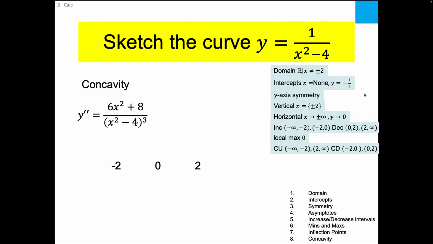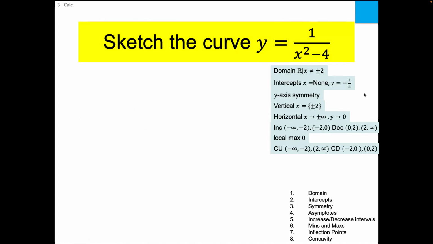Did I do that backwards? Did I do it right? Negative infinity to -2 is concave up, so positive. From 2 to infinity, so that's a plus. And then concave down, -2 to 0, and then 0 to 2 is concave down. So I did do that right. Okay, so that's what we get. All right, so that's how we teased out that information of concave up and concave down.